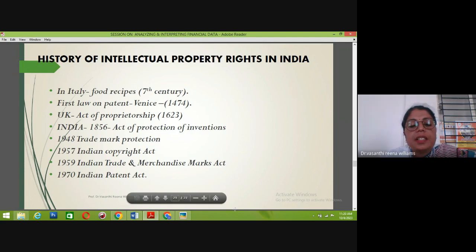And then in India, it was somewhere in 1856 where we had an act of protection of inventions, but it never did very well, because many people, even now, as I told you, are not aware, and that's the reason why the Indian IP.